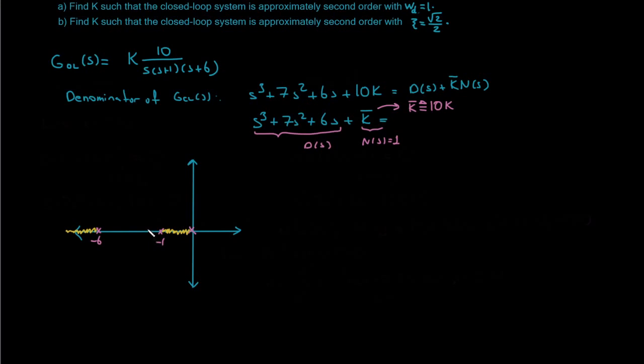Let's say this is minus 7 over 3 here, and that will be the intersection of the asymptotes. Maybe I can put it a little bit further, but it doesn't matter because we are just plotting the root locus roughly. Then the corresponding asymptotes are going to be something like this. This will be one, this will be another one, and this will be the last one.